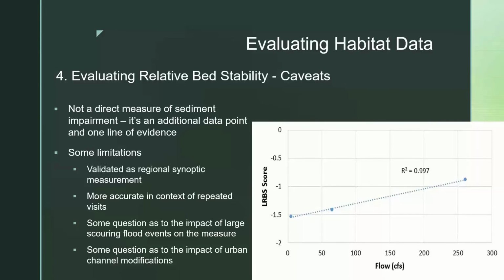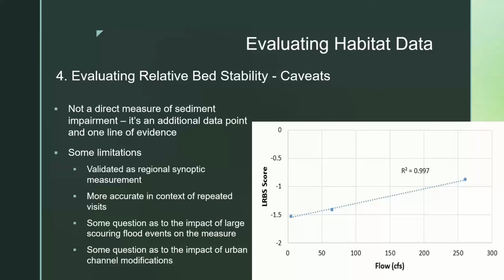A few caveats about relative bed stability analysis. Just as I said that the benthic stressor tool is not in and of itself the stressor analysis, it's a piece of it, it's one line of evidence, I would say the same about relative bed stability. It is one measure, and it's one line of evidence. I don't think it's a yes or no whether sediment is a stressor or not. We need to look at it within the context of our other lines of evidence as well.